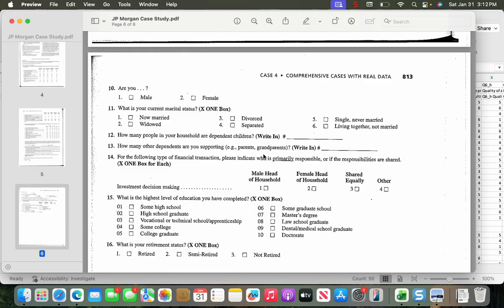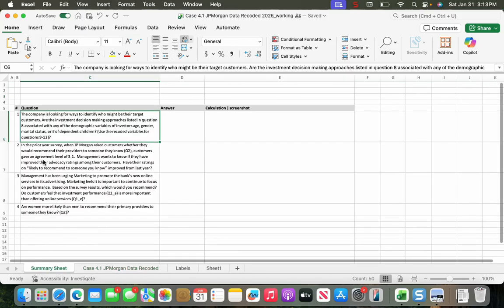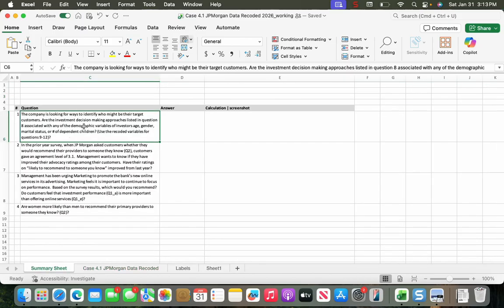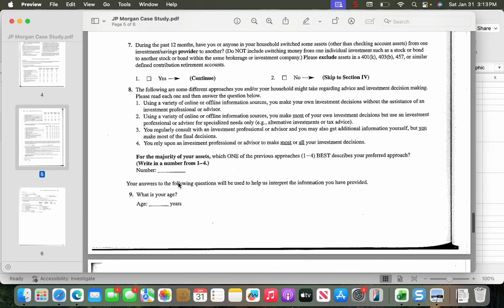So now that we know where the demographics are located, what is the question that we're trying to answer? We're trying to answer who it is that is most interested, which is question number 8, in having an investment advisor. So we want to look at question number 8 as well, now that we're acquainted with where the demographics are. And we're looking for the responses to number 8 that would be indicating 4, which is you rely upon an investment professional or advisor.